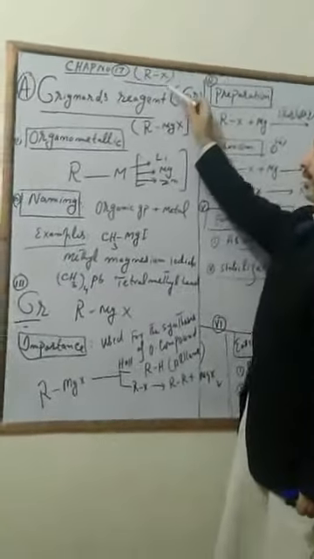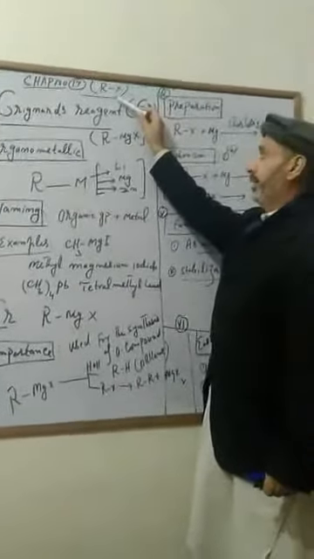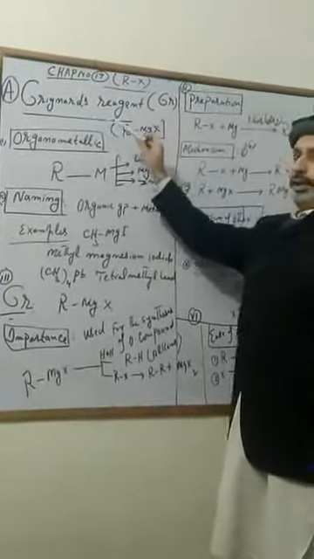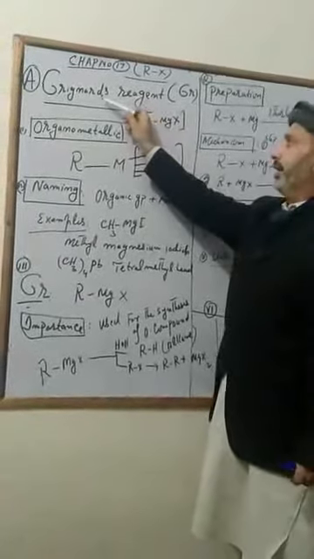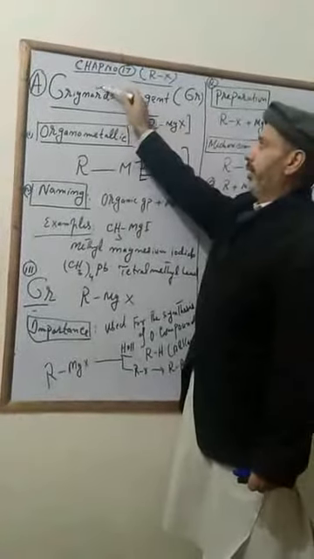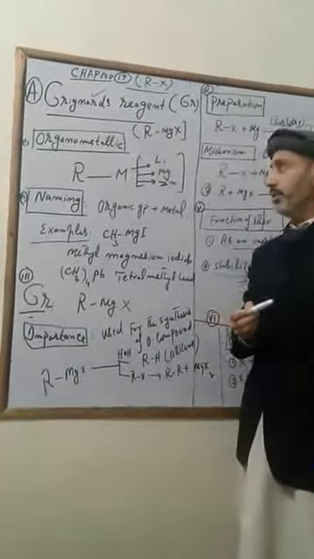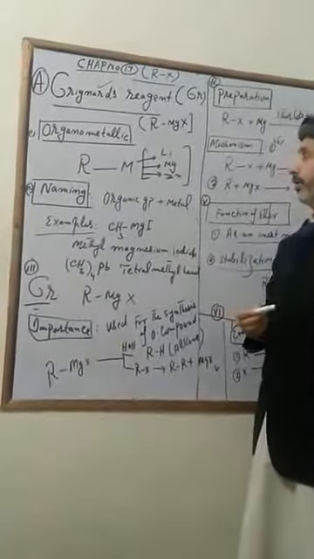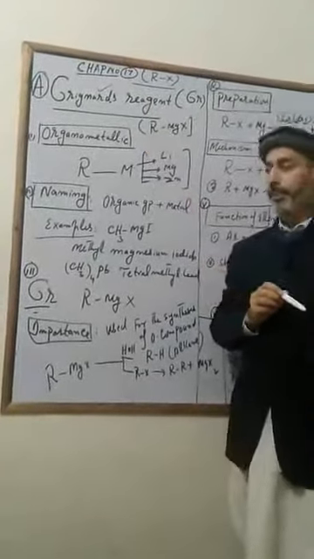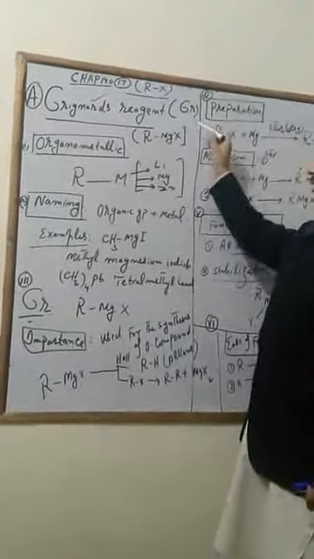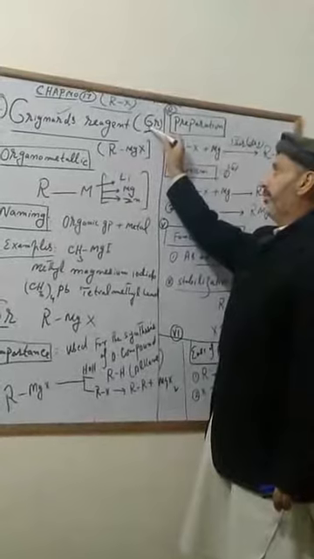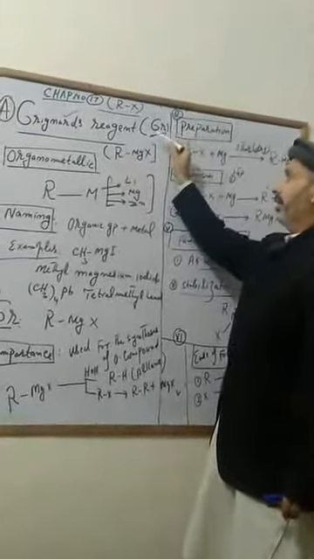Some of the topics in this chapter we have covered, especially in my class B2 section. Today we will continue with Grignard reagent. This lecture will cover two things. Number one, what is Grignard reagent? And second, what is the synthetic importance of Grignard reagent? In this lecture, I will say GR, shortly GR, G for Grignard and R for reagent.